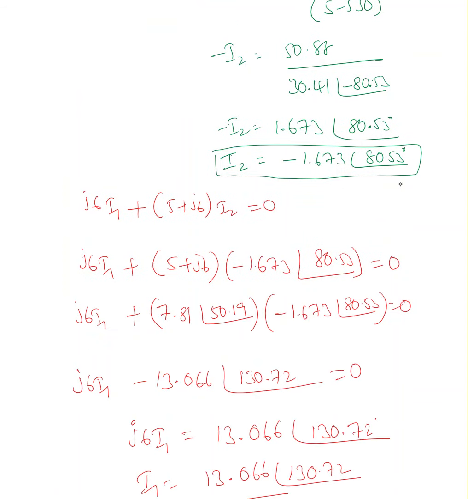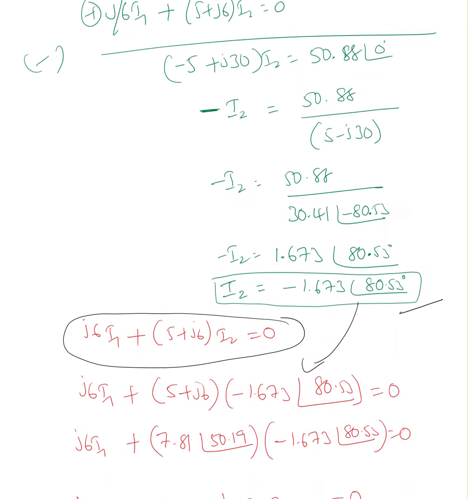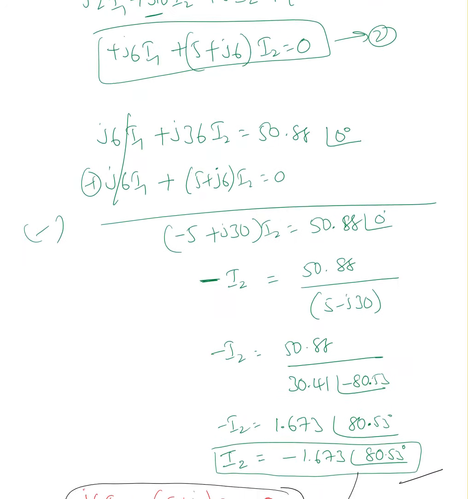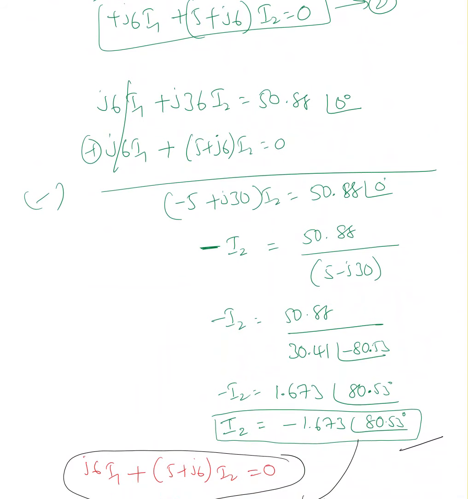Once you find I2, I substituted I2 value in equation 2. I2 is minus 1.673 at an angle of 80.53. I'm not sure whether I explained I2 or not. So this is how I solved I2 from the two equations. I cancel I1, so I end up with minus 5, so I'll end up with minus there. So minus 5 minus J6 plus J36, so minus 5 plus J30 I2 equal to 50.88 at an angle of 0.